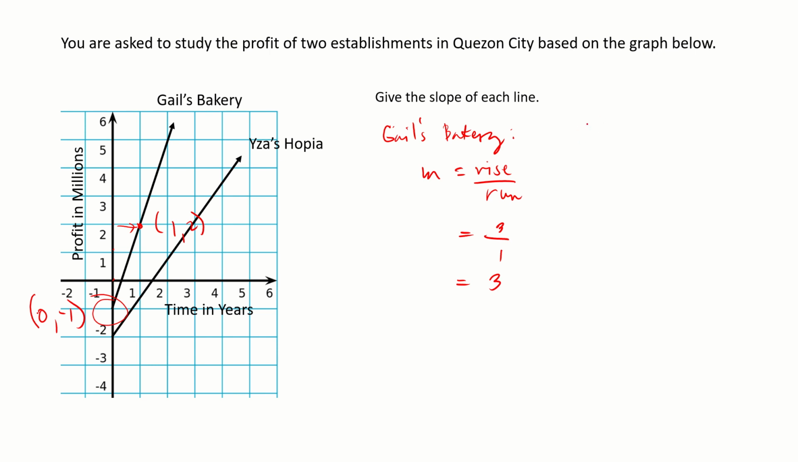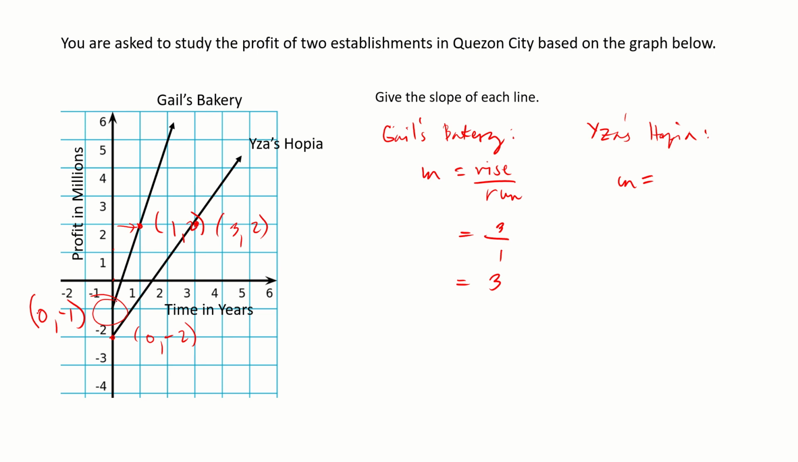Then let's identify the slope for the business of Isa's Hopia. Same concept, you will be needing the rise and the run, and you need 2 points as well. So we can consider this point here. The coordinate is 0, negative 2. And the other point, we can consider this point here. Okay, but this point here is 3, 2. And then you start from this point.